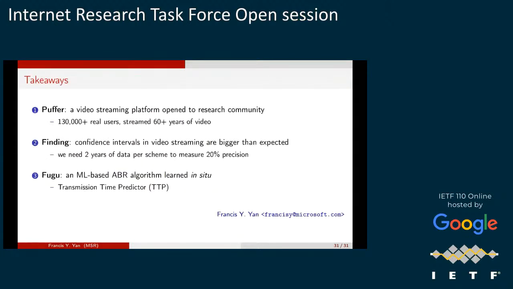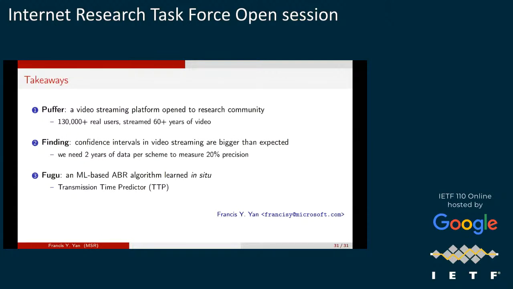To conclude today's presentation, I introduced Puffer, a video streaming platform that we built for the research community to train and test novel algorithms. It has 130,000 real users now and has streamed more than 60 years of video. Using the data, we had a surprising finding that the internet is way more noisy than expected. You may need as much as 2 years of data per scheme to reliably measure a 20% precision.